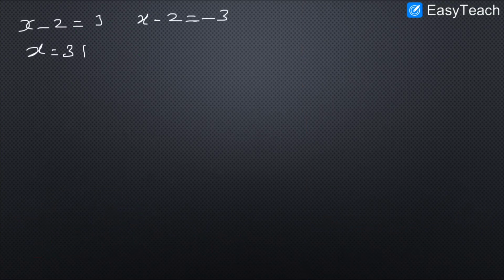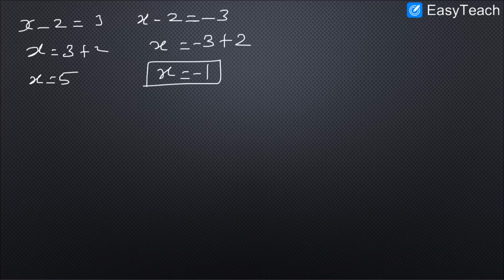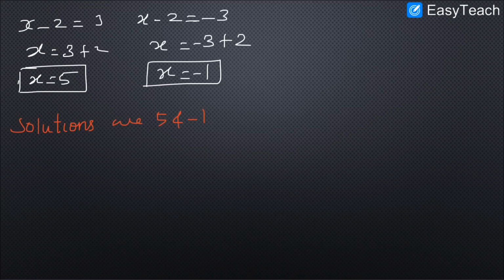If it is plus 3, x equals 3 plus 2, x equals 5. If it is minus 3, x equals minus 3 plus 2, which gives me minus 1. So the solutions of this quadratic equation are 5 and minus 1. In the next video, we will solve the non-perfect square quadratic equation.